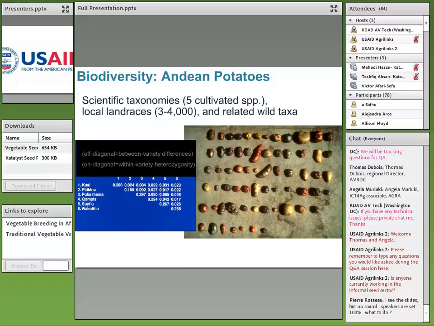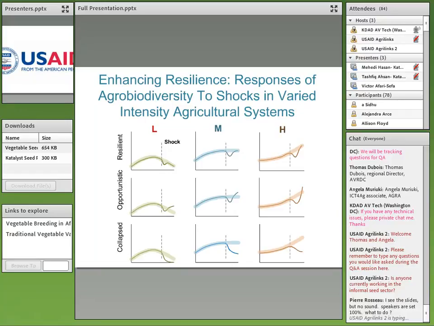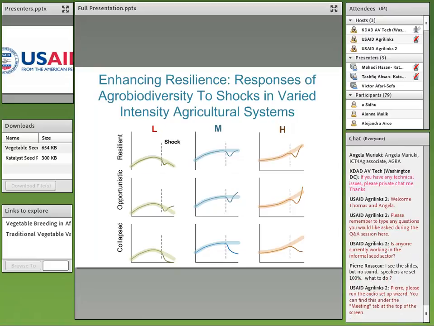But here we're back up to the ER, the enhancing resilience piece of these systems. And really, I think the importance of informal seed here is that it provides farmers the capacity to respond in low, medium, high intensity systems. This is the way resilience thinking works. We're aiming to have either resilient or even hyper-resilient, so-called opportunistic responses, and avoid collapses. The informal seed sector really does provide a capacity to respond to shocks.